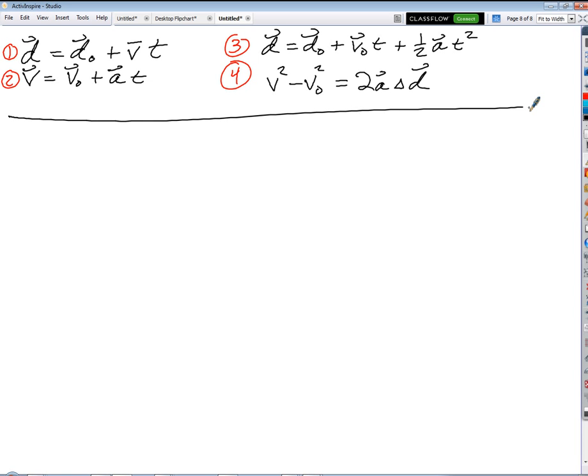28. A car accelerates at a constant rate from 15 meters per second to 25 meters per second while it travels 125 meters. How long does it take to achieve that speed?